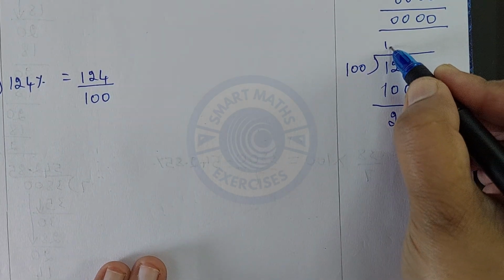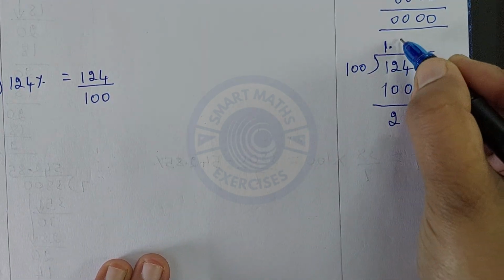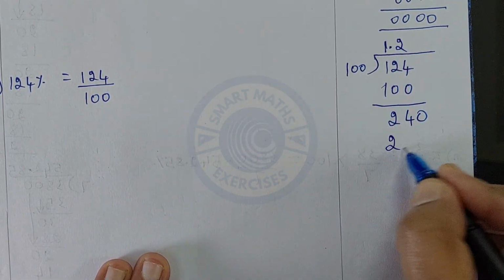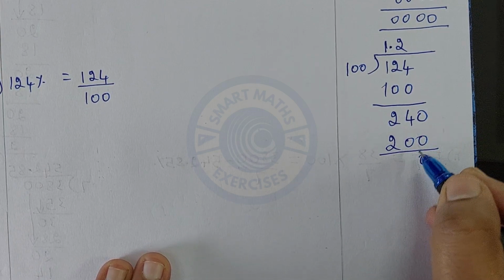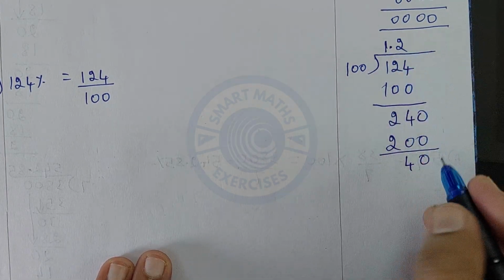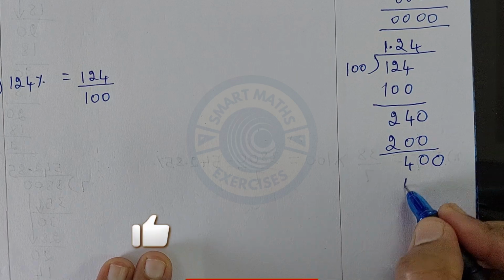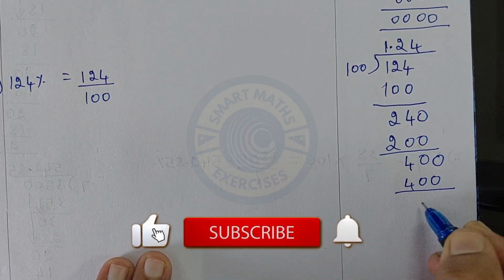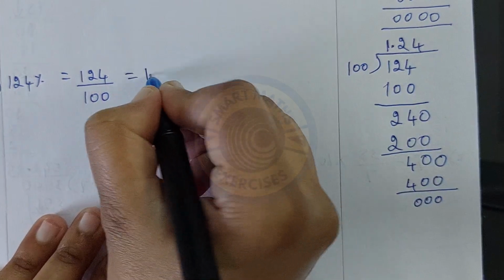Put a decimal point and add a 0. 100 twos are 200. We subtract 240 and 200. You'll get 40. Since we already have a decimal point here, we add a 0. 100 fours are 400. Subtract 400 minus 400, you get 0. So answer is 1.24.